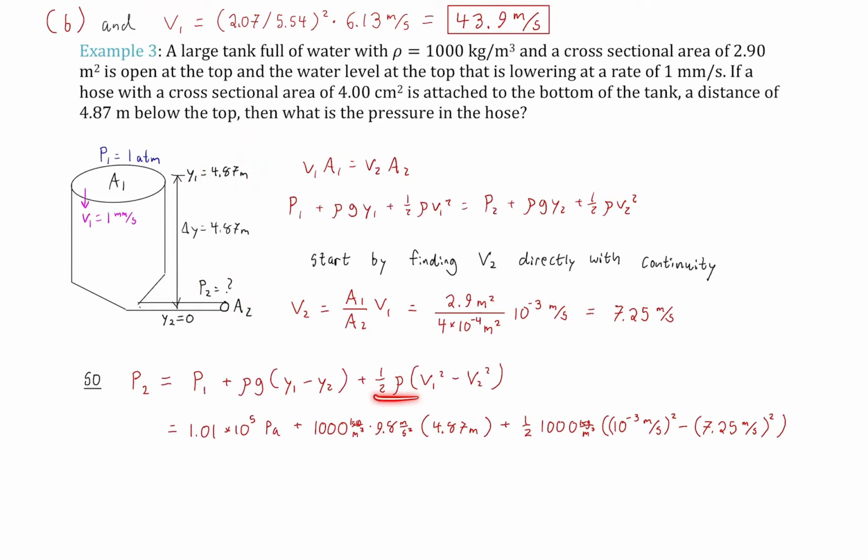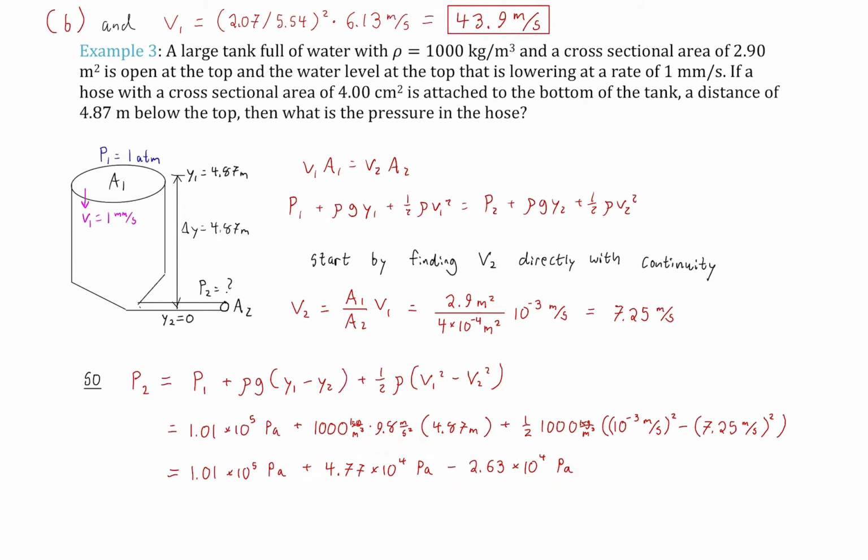All right, and then our 1/2 rho, 1/2 of 1,000. And then we've got our initial velocity, our 1 millimeter per second, which is 10 to the negative 3 meters, squared. And then our output velocity, which we found from continuity, 7.25 meters per second, squared. So look, atmospheric pressure, adding pressure due to the depth, and then subtracting pressure due to the velocity.